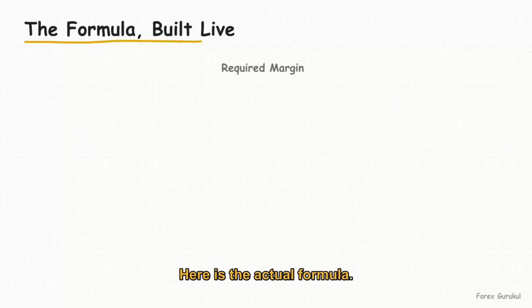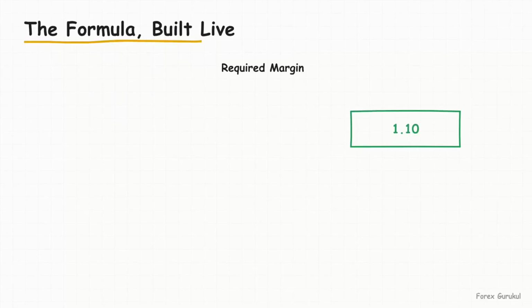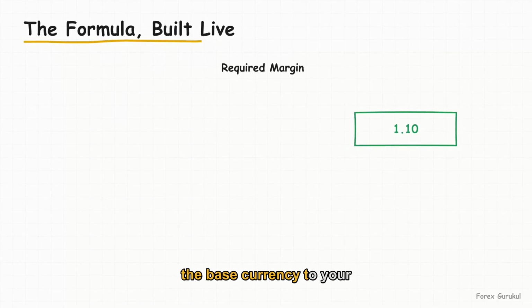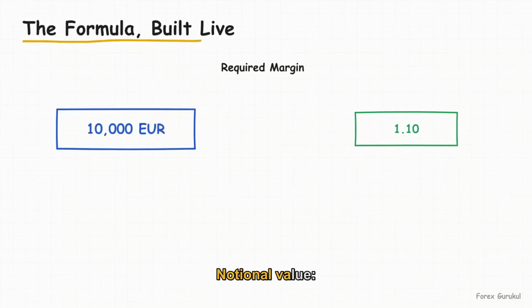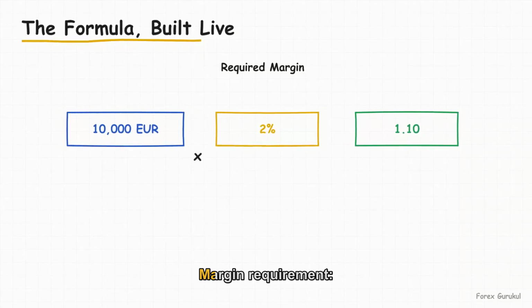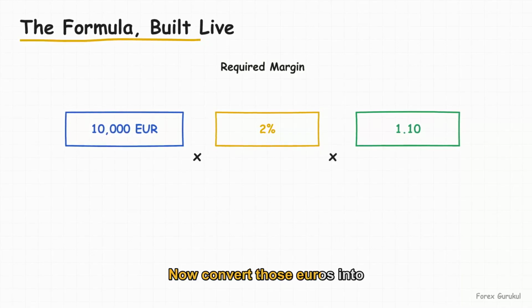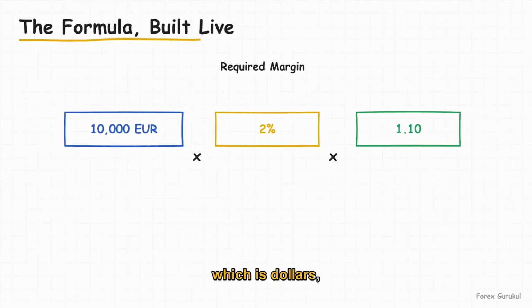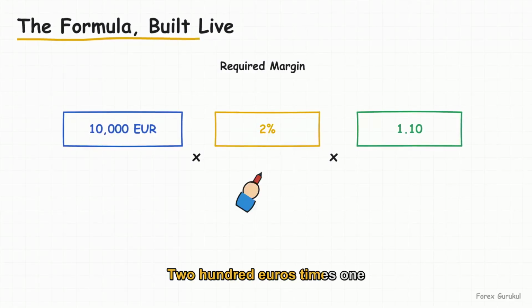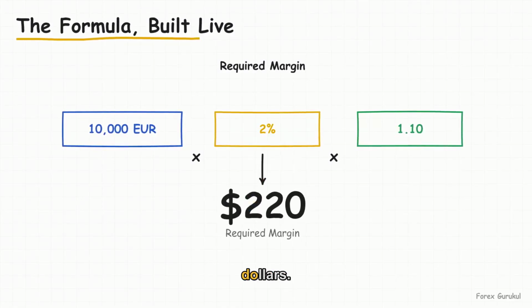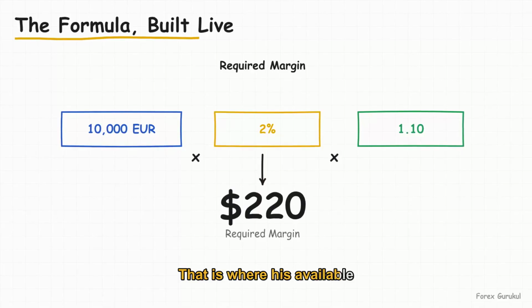Here is the actual formula. Required margin equals notional value times margin requirement times the exchange rate from the base currency to your account currency. Walk it with me using Alex's trade. Notional value, 10,000 euros. Margin requirement, 2%, that is 200 euros. Now convert those euros into his account currency, which is dollars, using the euro-dollar exchange rate of 1.10. 200 euros times 1.10 equals $220. That is the exact deposit his broker froze. That is where his available margin went.